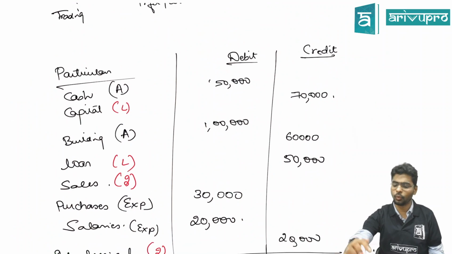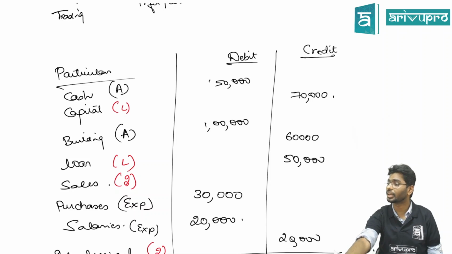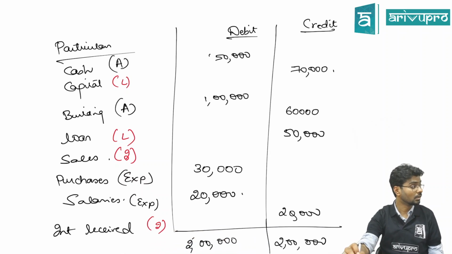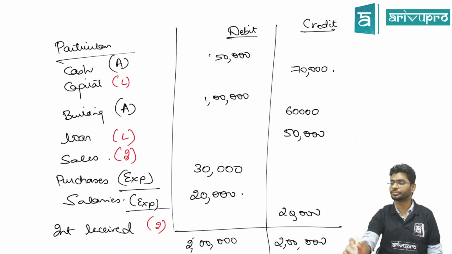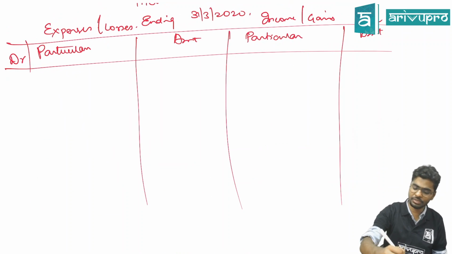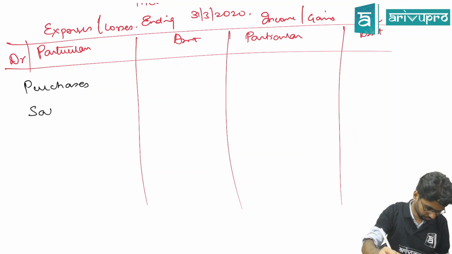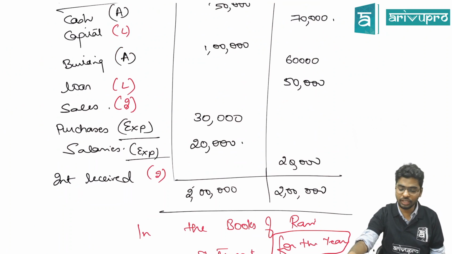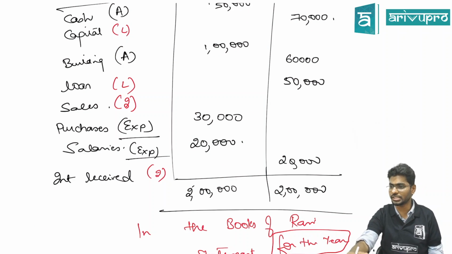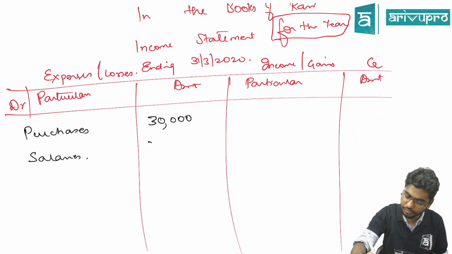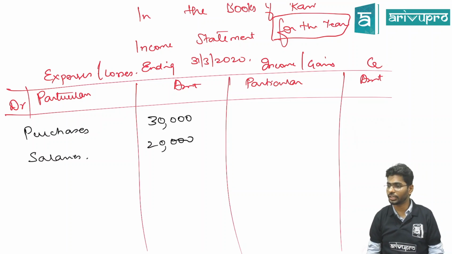Now, whatever is an asset here, I'll be writing it in my balance sheet. Whatever is an expense, I'll be writing it where? In the income statement. Are you clear? Which are the expenses I have here? Purchases and salaries. So in the income statement, I'll write purchases. What are the amounts? Purchases is 30,000, salaries is 20,000. So I'll write 30,000. Are you clear till here?